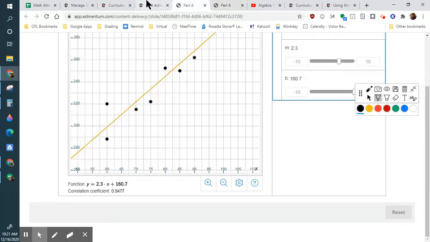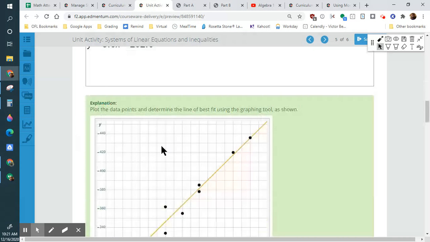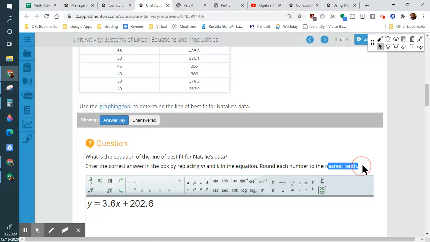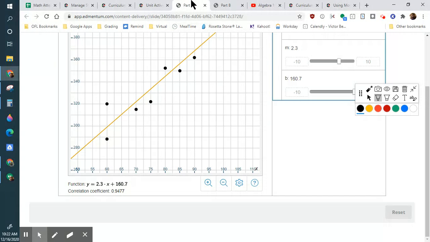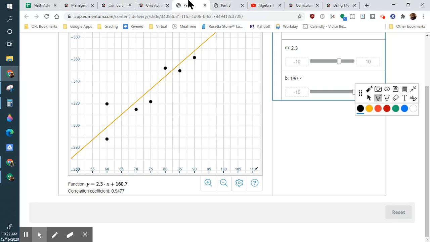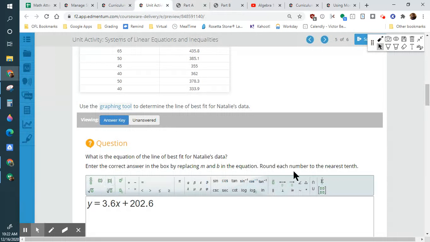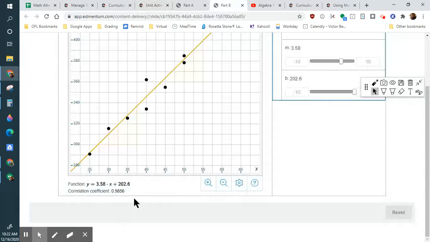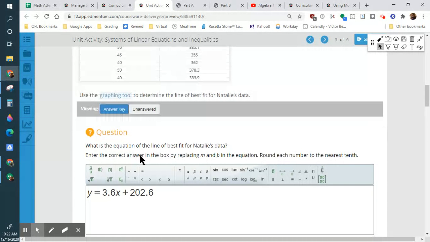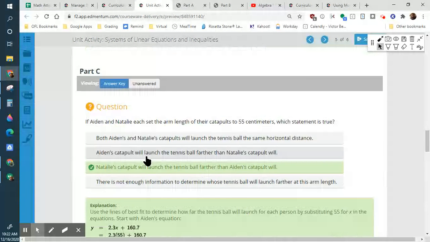So when we're doing this, we need to make sure that we're doing it to their specifications, and they want it to the nearest tenths. So the tenths is 1 decimal place. So when we do this, make sure you're on part B, 3.6, not 3.58. I've had to take points off because it does tell you to do 1 decimal place. And then 202.6. So that's how we get that, just using technology. Even Desmos has a best fit tool.